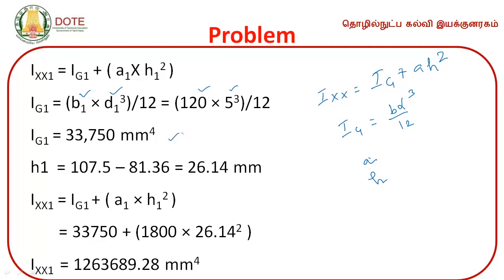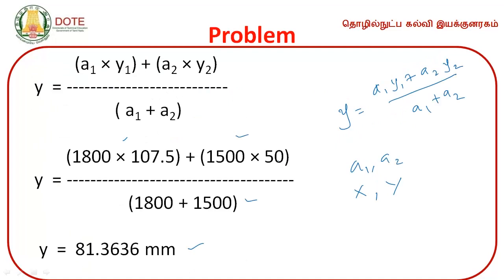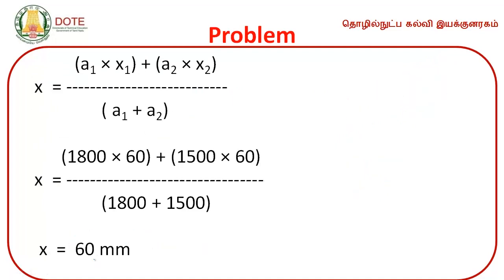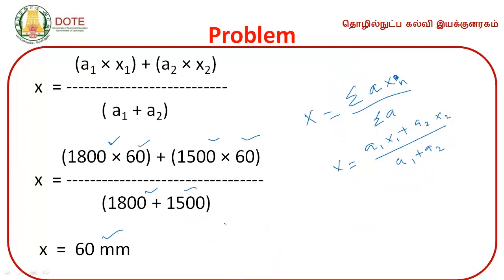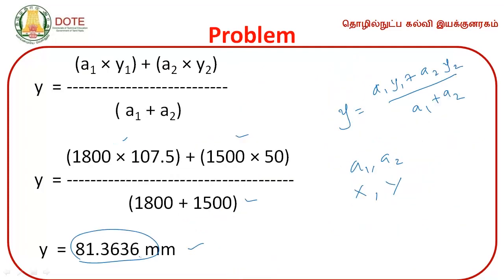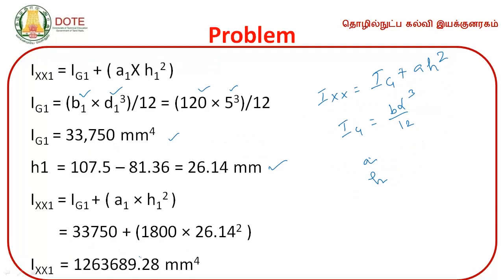What is h? The h distance is given by 107.5 minus 81.36. This is going to be 26.14 mm. h1 is given by 107.5 minus 81.36. What is 81.36? It is y-bar, and y1 is 107.5. So we have calculated the value as 26.14 mm.